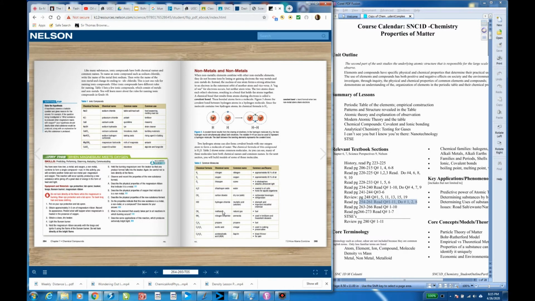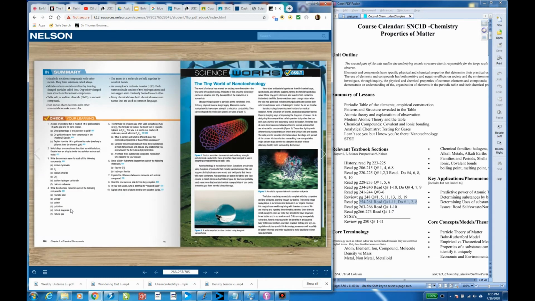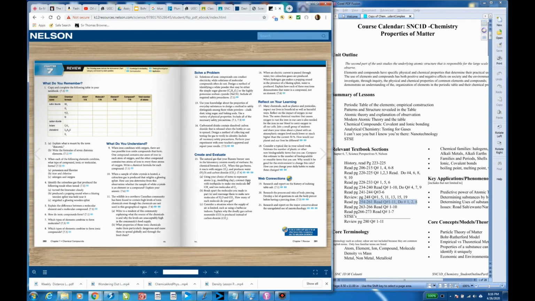So you should be familiar with all this material in here. I'll be doing a bit on nanotechnology. It's worth reading this stuff because it brings it a bit more to life. If you notice, I never assign all the questions in a section. That doesn't mean you can't do the other ones or read through them. I've just chosen the ones that I thought were most relevant. These solve a problem ones, create and evaluate, you could think through them if you wanted to, but they're really even less valuable now that we're not meeting in person.